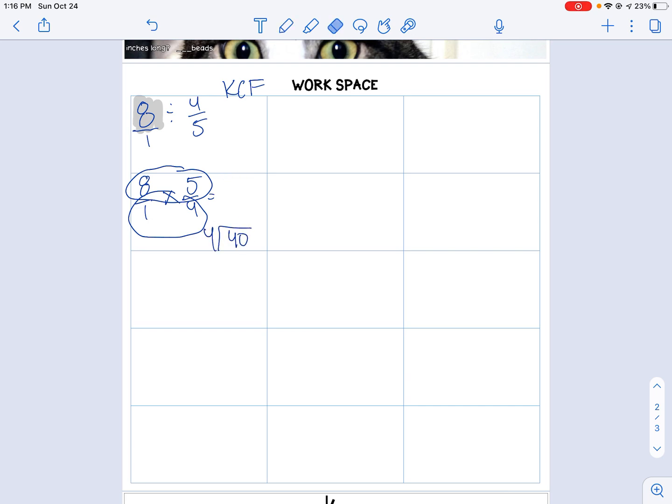Get some more space here. 4 goes into 40. I know 10 times. 10 times 4 is 40. I end up with a 0. Remember, when you end up with a 0 here, you don't need to make a fraction out of it. So my answer will just be 10.